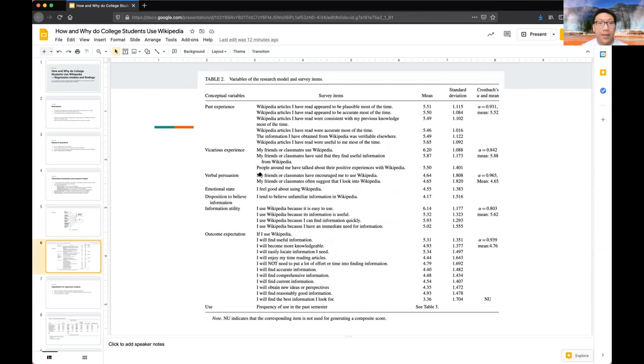And these are the survey items they used, basically for the past experience. Basically, for each of these conceptual variables, they have a bunch of survey questions. I believe this would be a Likert scale, and they used a 1 to 7 scale. So the minimum is 1, and the maximum is 7, and they have the mean, and they also tested the Cronbach alpha, which is the reliability of the scale. So a high Cronbach alpha, close to 1, means that the scale is reliable, which means that these questions are indeed measuring the same concept.